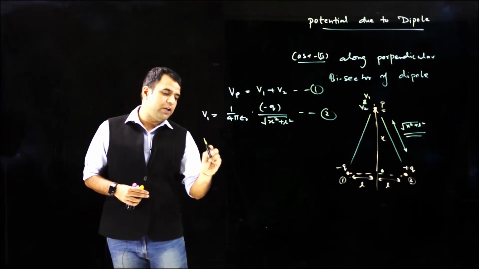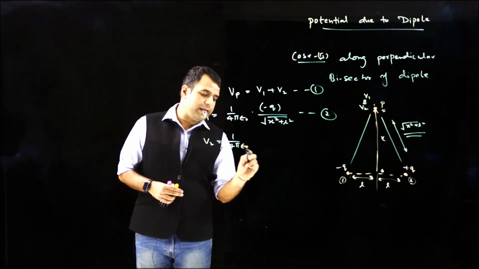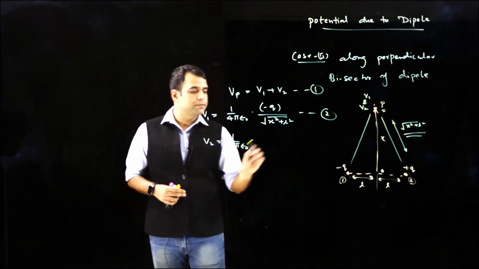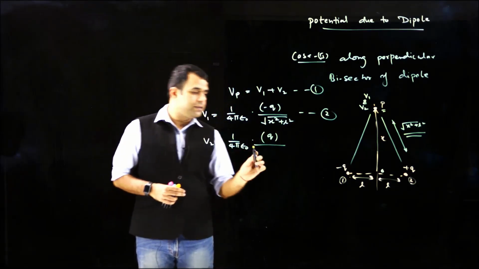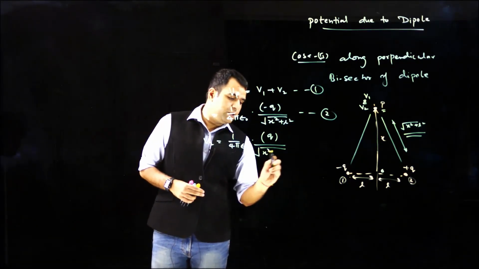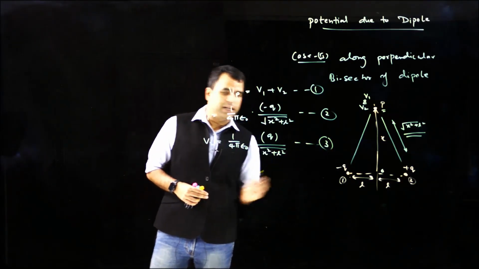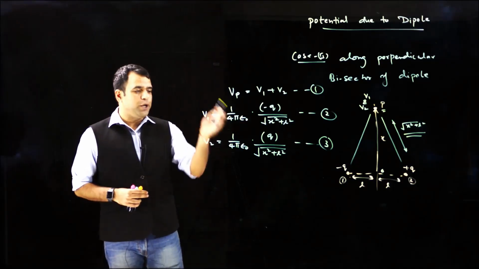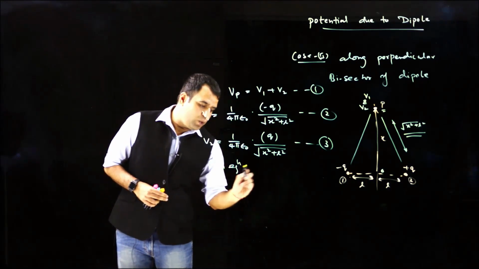Now let's put the value of V2 also. The value of V2 will be 1 upon 4 pi epsilon naught times q divided by, because there is a positive charge there, under root x square plus L square. This is equation 3.